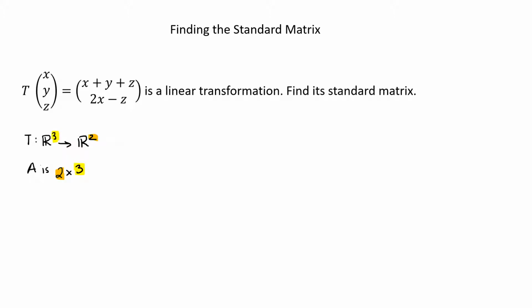Okay, to find A, what we're going to do is calculate T of the vector (1, 0, 0). That's going to be our first column. Then our second column is going to be T of (0, 1, 0). And our third column is going to be T of (0, 0, 1). So we're just going to find the image of each of our standard basis vectors.